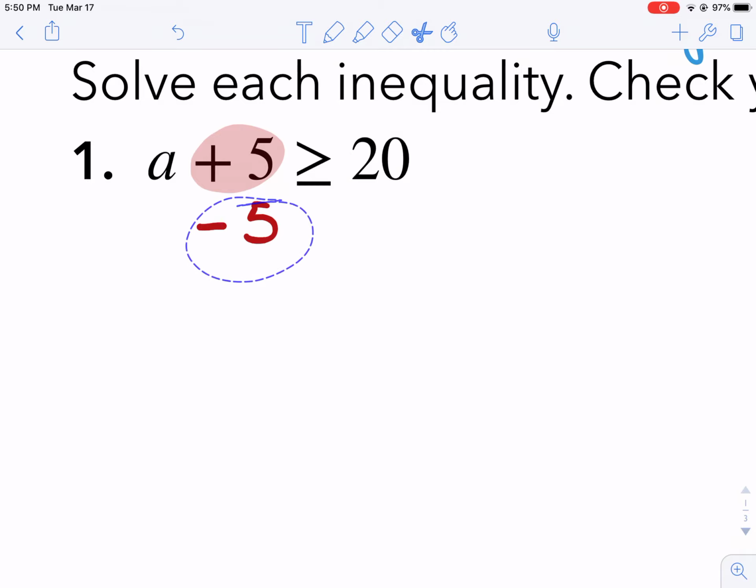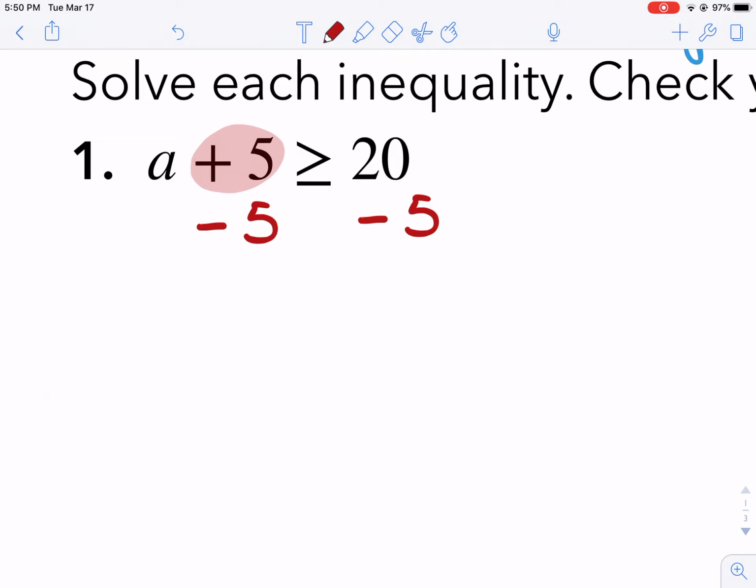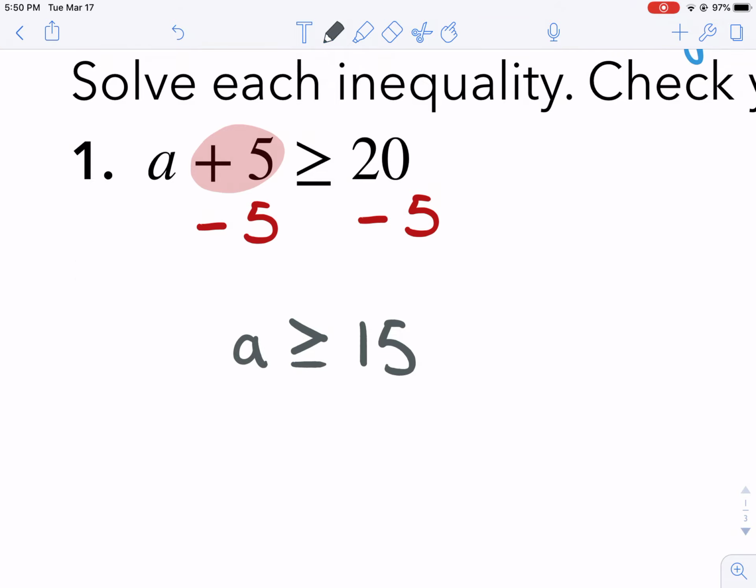And of course, what we do to one side, we need to do to the other side. So on our first side, we are left with a plus 5 minus 5. Well, that cancels out, is greater than or equal to 20 minus 5, which is 15. So our solution is that a is greater than or equal to 15.